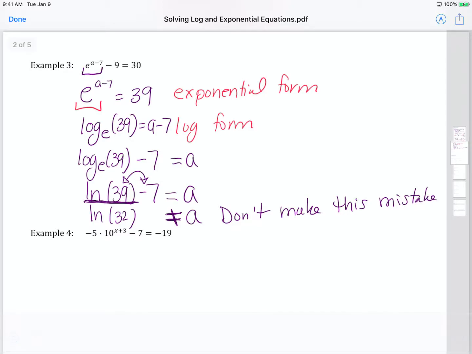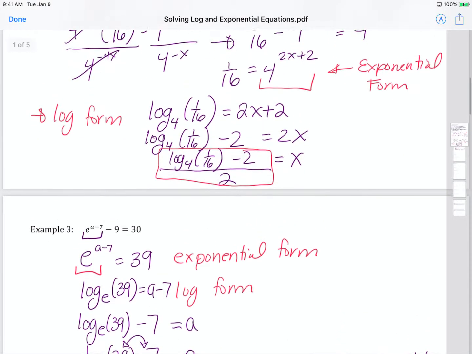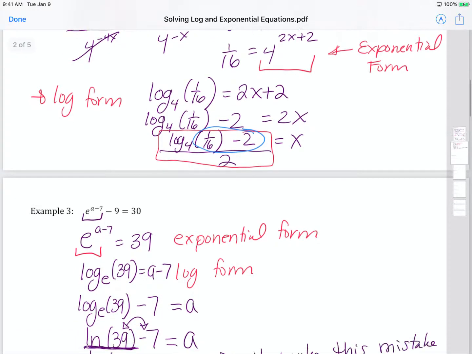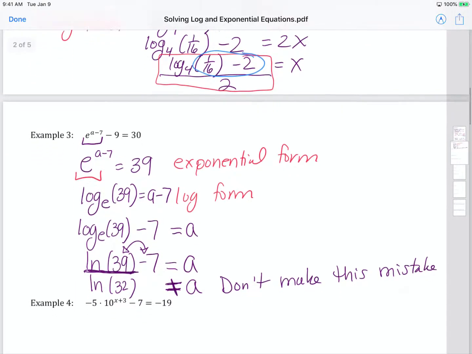And so if we go back up and look, you might do that here too. Be careful. Don't combine these two right here. It's not log of 4 and then take 1 over 16, subtract 2, and include that in parentheses. The log base 4 of 1 over 16 is a separate number, and then you subtract 2. So just be careful of that.